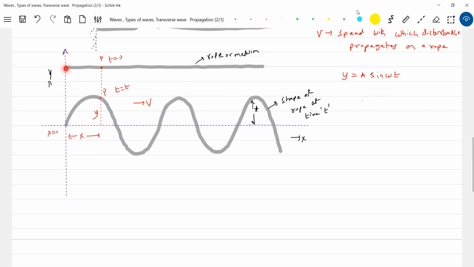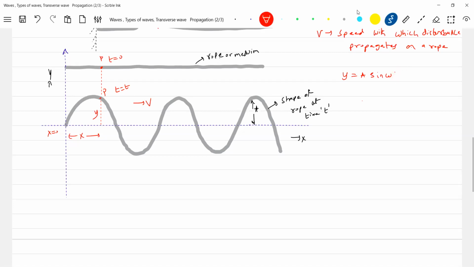At t equals 0, the disturbance is here. After some time t, if I say that at time t the disturbance is here, when would it have been generated? At 9 o'clock, or say at 9:11 a.m., if you see the disturbance here, it should have been generated before. If at 9:10 a.m. you see the disturbance here, it should have been generated at 9:08 a.m. So what is the time taken by the disturbance? 2 minutes it took to propagate. Like this will happen.